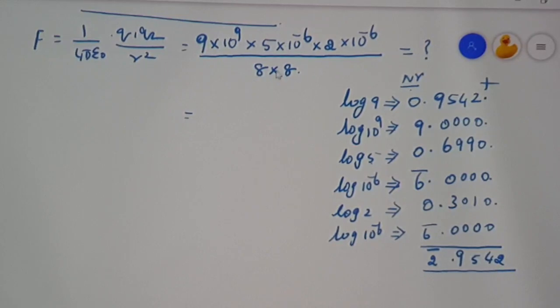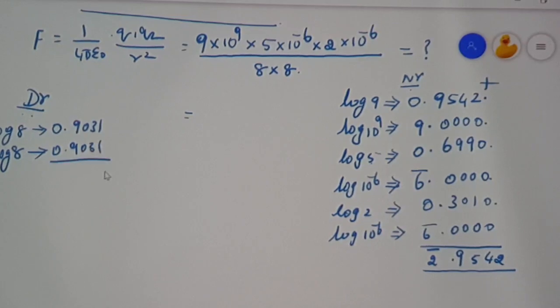Similarly, we have two numbers in the denominator. I am writing the denominator here. First of all, I have to write the value for log 8. The characteristic is 0. For 8, it is 9031. Similarly, for the other 8, log of the other 8, you can write 0.9031. Add them out: 2, 6, 0, 18, 1. Now, this is the denominator value.